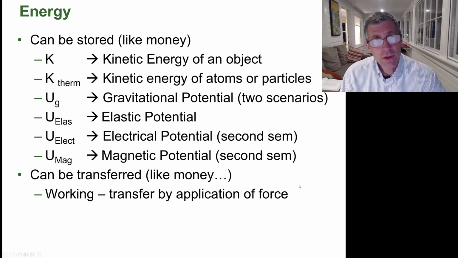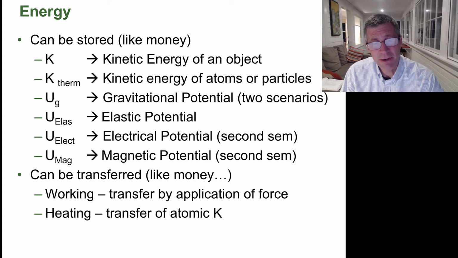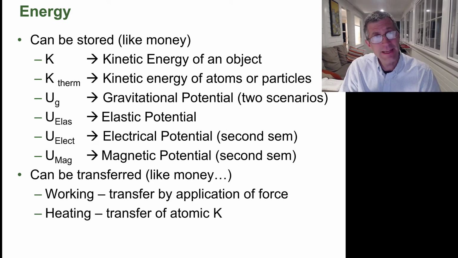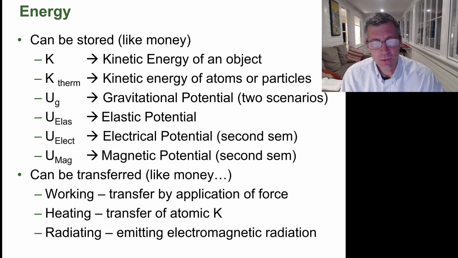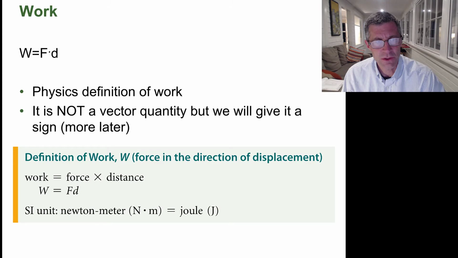So we'll get into some calculations of work. We can also transfer energy by heating. So if something's hot and something's cold, some of that kinetic energy of motion of the atoms is going to transfer from one to another. And we can also have radiating. We're not going to worry about these last two. So for us, the only way that we're going to worry about getting energy into or out of a system is through work, the application of a force over some distance.